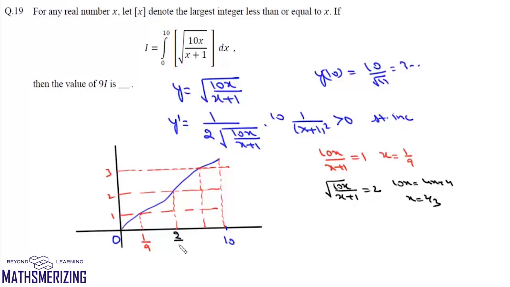So this point will be 2 by 3, and then if we put it equal to 3, we get 10x upon x plus 1 will be 9. So we'll get value of x as 9. So this point will be 9. Now we know that in between any two lines, this greatest integer function comes to the bottom line. So here it will be 0. Here it will take the value 1. Here it'll take the value 2. And in between 9 and 10, it'll take the value 3.